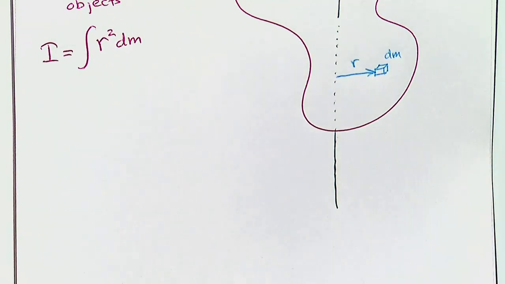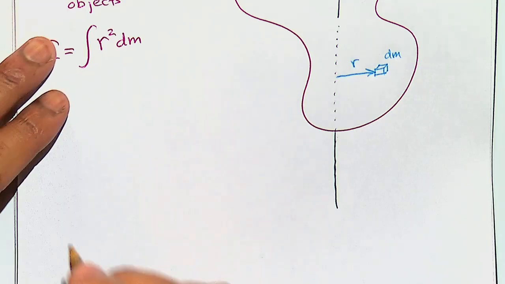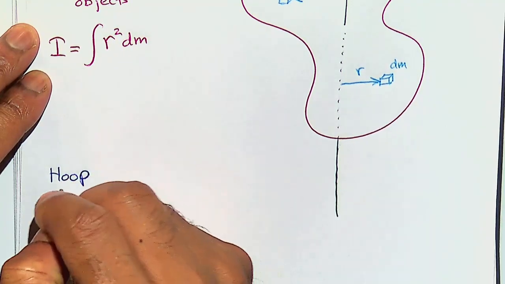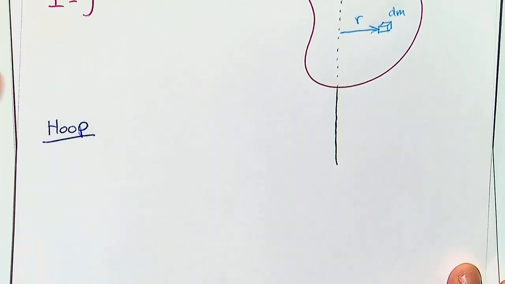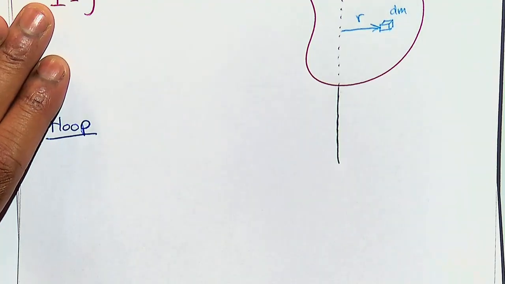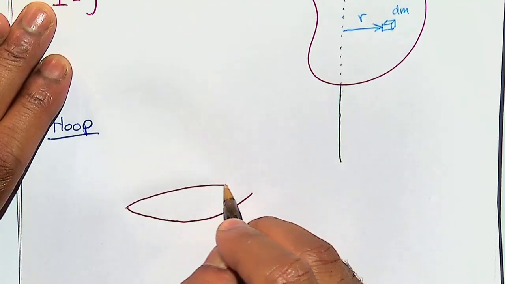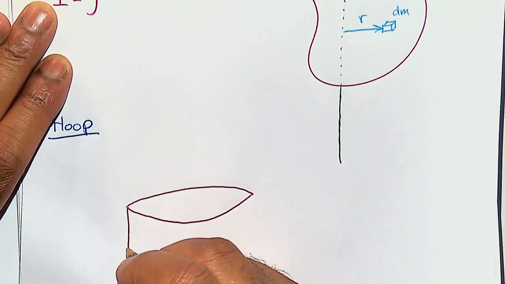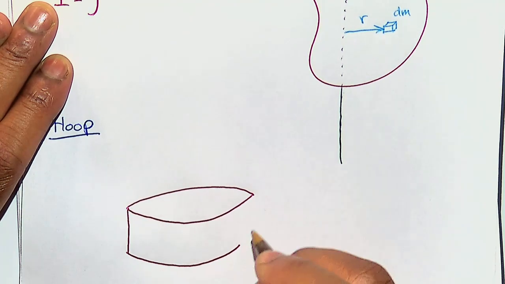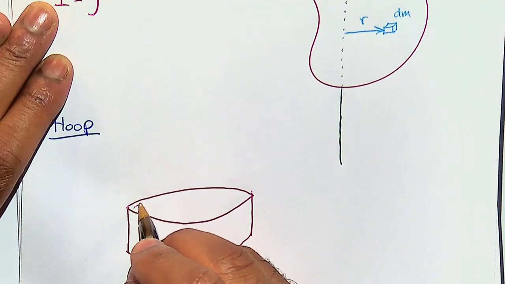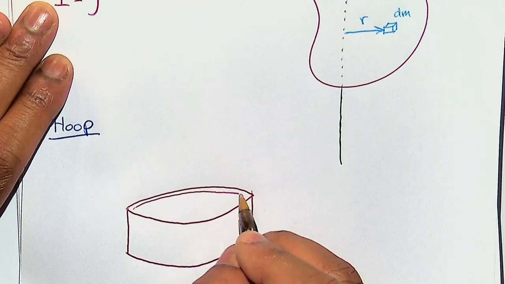So let's start with a simple shape. I'm going to start with a hoop or a ring. Okay, so let's say we have this hoop, and some thickness to it.